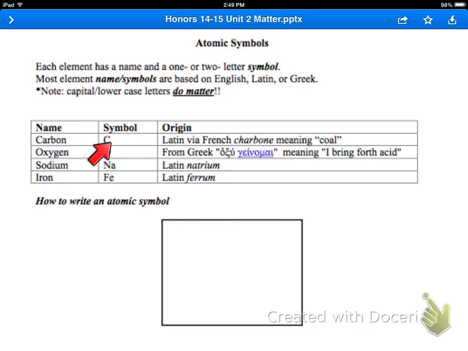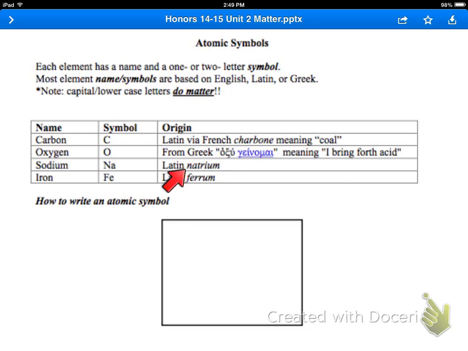Here are some examples of where element names and symbols come from. Carbon, C, comes from the Latin, meaning coal. Oxygen, which is O, comes from the Greek, meaning acid, because a lot of acids have oxygen in them. And then sodium, which you might wonder, why is it Na? That doesn't start with S. That can be a little bit confusing.